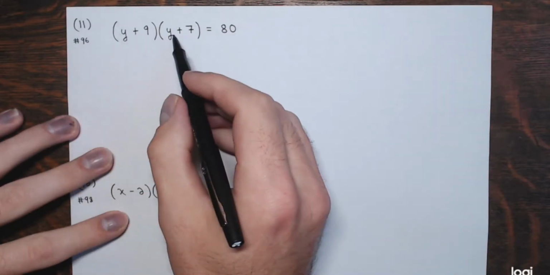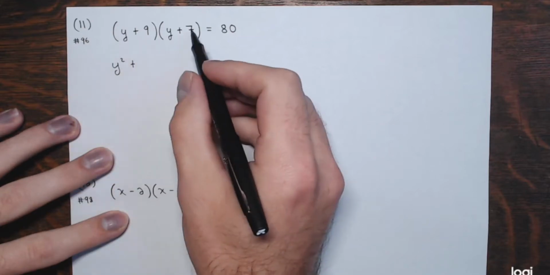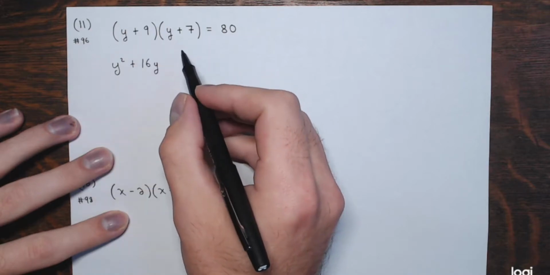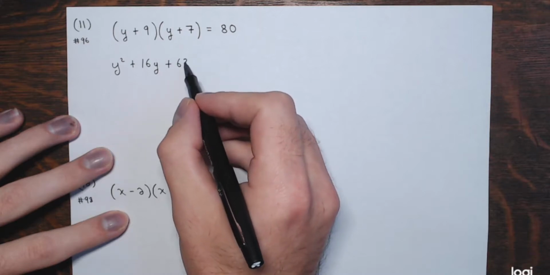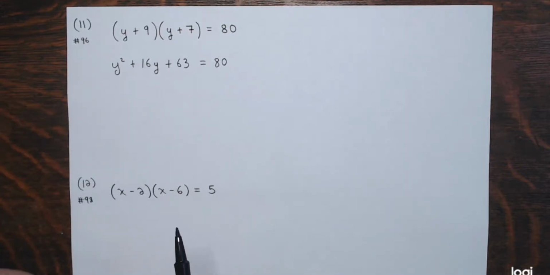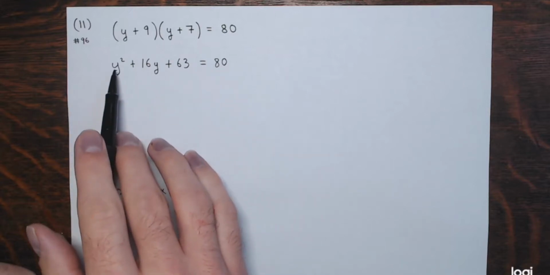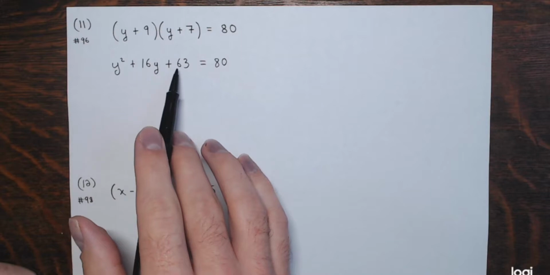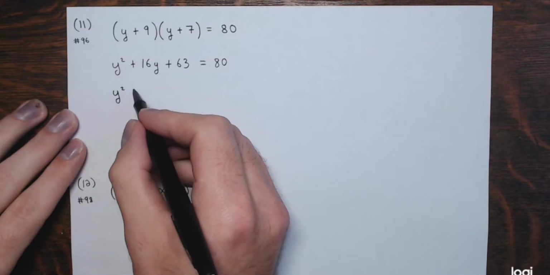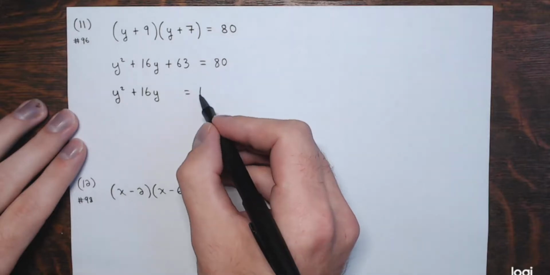Now (y + 9)(y + 7), do the FOIL. Right? That's y squared plus, and then 7y and 9y makes 16y, and then 9 times 7 is 63. So I got y squared plus 16y plus 63 equals 80. And again, I want to get just the quadratic term and the linear term on their own side. So get rid of the 63. Subtracting 63 gives me y squared plus 16y on the left, and 80 minus 63 is 17 on the right.